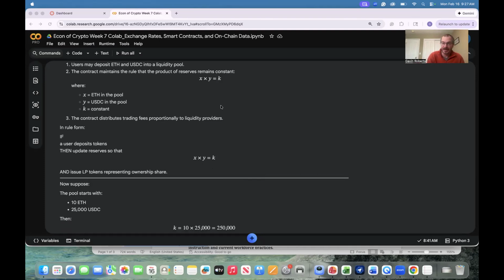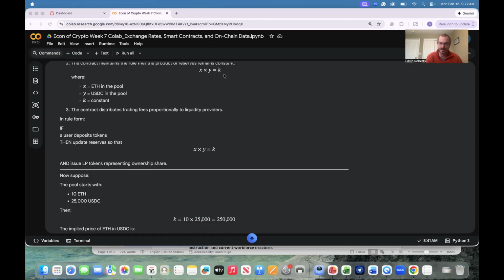The contract will manage the pool such that the reserves in the pool remain constant. So X times Y has to always equal some constant K. If Ethereum in the pool is X and USDC in the pool is Y, then we're going to make it so those two multiplied by each other always equal some constant.